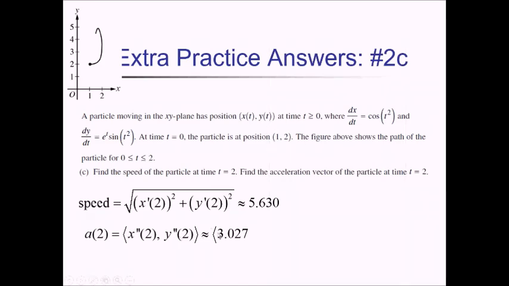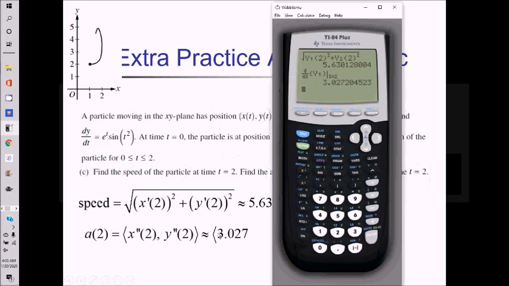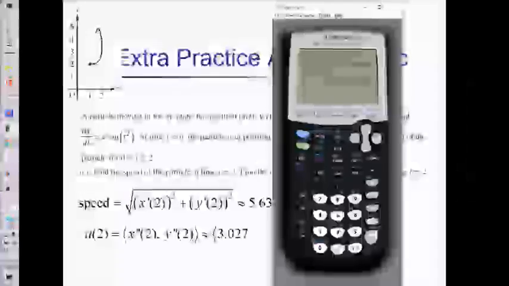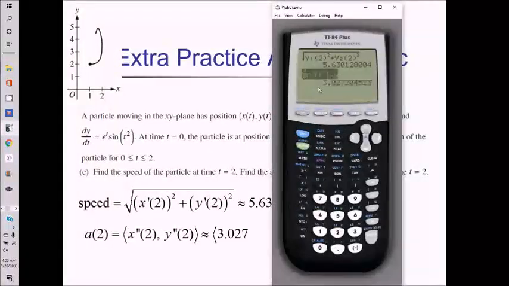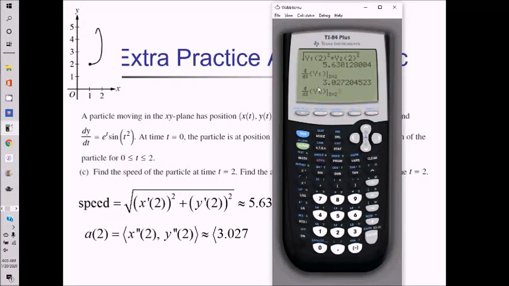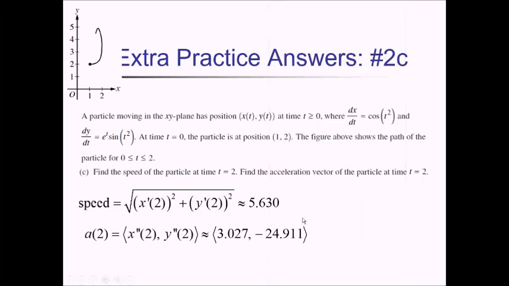And now we'll do the same for y double prime of 2. So I can actually steal the input from earlier because it's almost exactly what I need. The only thing I need to change is that instead of y1, I want y2 because that's where I've stored y prime. So alpha trace, put y2 in there, still evaluating that at the input 2, and that comes out to negative 24.911. So there's our acceleration vector.